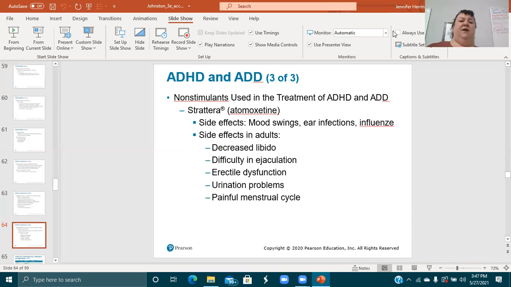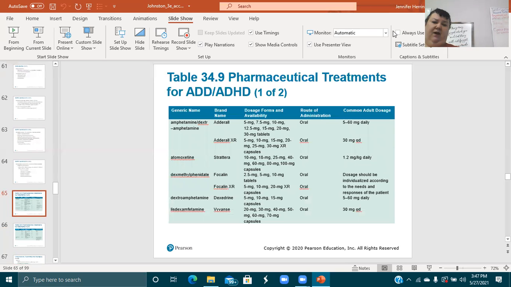Side effects can include mood swings, ear infections, and influenza. Side effects in adults can also include decreased libido, difficulty in ejaculation, erectile dysfunction, urination problems, painful menstrual cycle. Table 34.9 depicts pharmaceutical treatments for ADD and ADHD, and you can find this table on page 598 in the textbook.